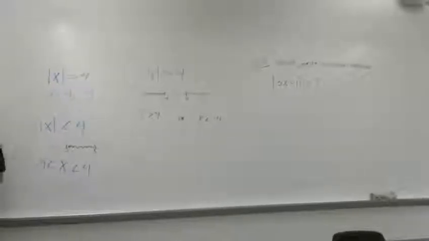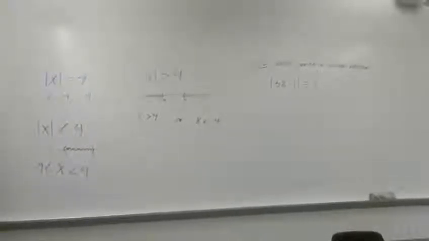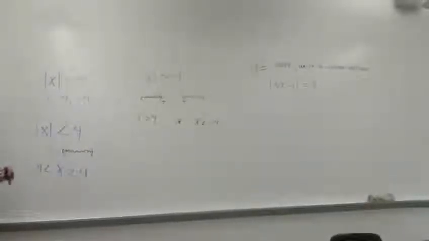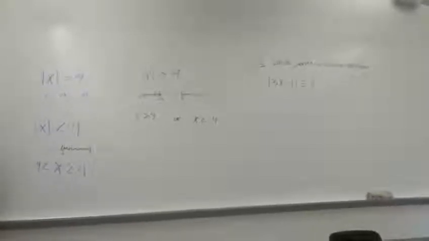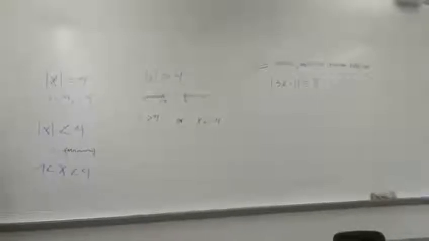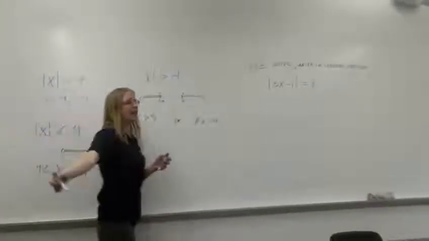Nice and simple, straightforward. Absolute value of 3x minus 1 equals 8. First thing you need to identify is which of the 3 cases it follows. Which one? The first one, because I have an equal sign, right? Not an inequality. So it follows along with that first one.